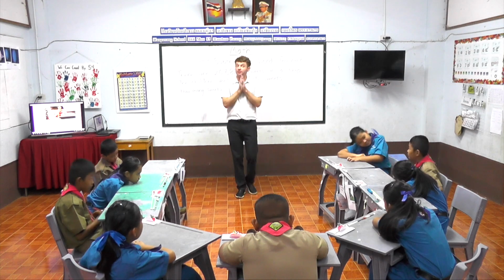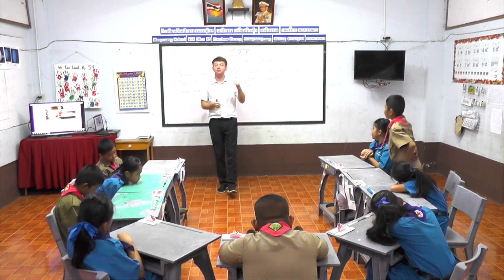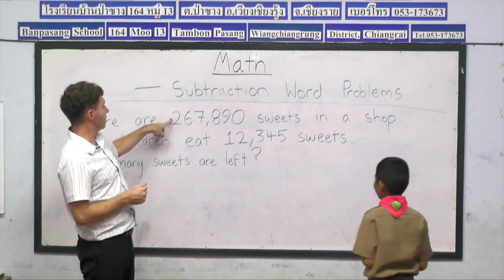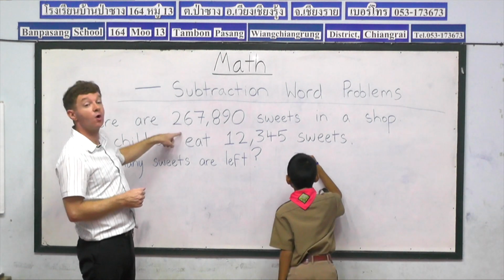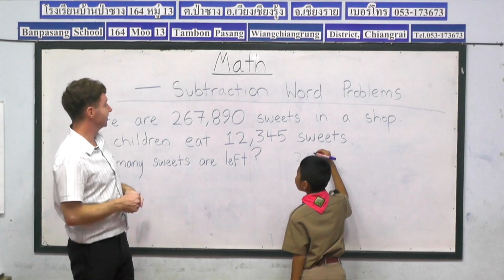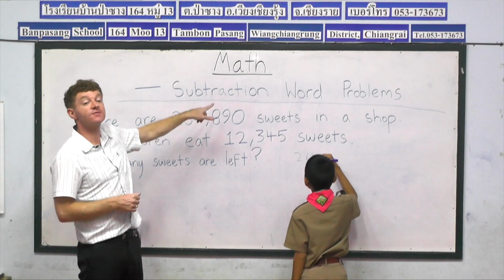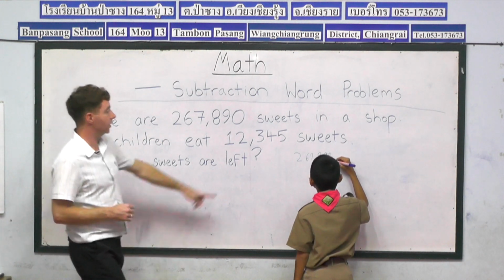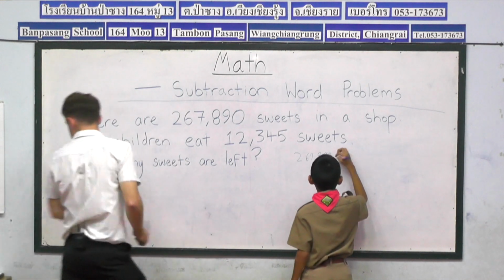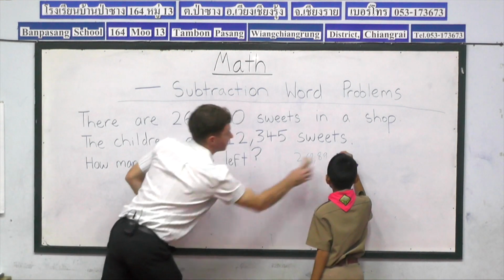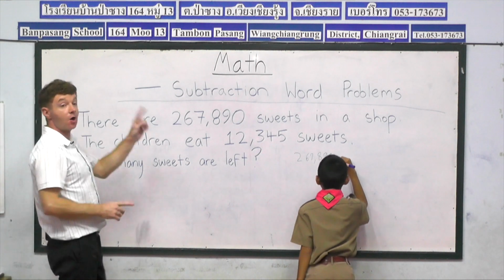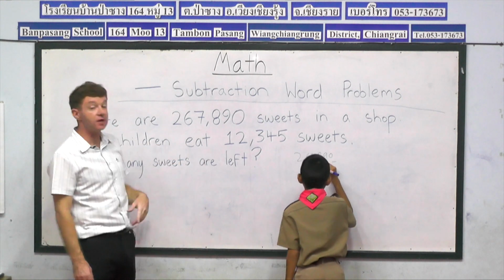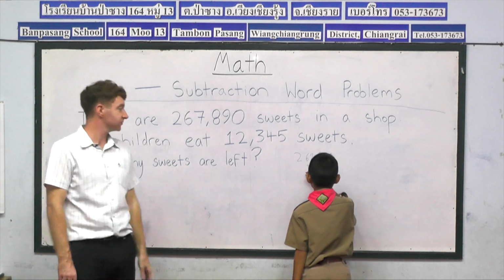Okay, and now the pen is with Pangpon. So Pangpon will come forward and he'll show us how we can answer this problem. So what's our first number, guys, to take away from? 267,890. Excellent. Our final number is 0. That's okay? Excellent, Pangpon. And then our number to take away, 5 digits, 12,345. Perfect.